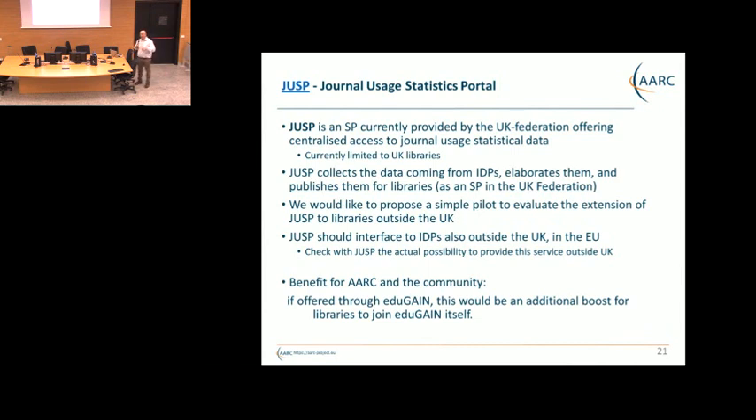In our view of the SSO proxy, this could be a nice integration, in such a way that with some components which might be required from JUSP on that architecture, we could also fetch the data for both, let's say, IP-based providers and SSO access providers. JUSP collects the data coming from IDPs, elaborates them, and publishes them in a friendly way for the libraries. Again, we need to talk with the UK Federation about this and see whether this is possible. I think JISC is providing this, so we will have to talk to them.